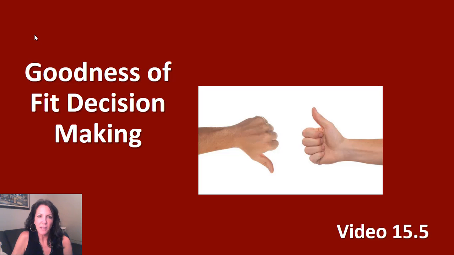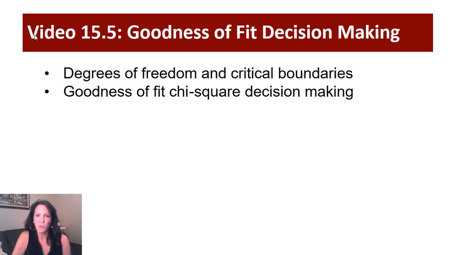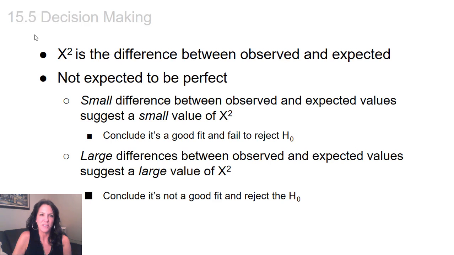Let's talk about decision making with goodness of fit chi-square tests. We'll talk about degrees of freedom, critical boundaries, and how we make decisions. We've been talking about chi-square. It's the difference between what we observe and what we expect. Not expected to be perfect, but a small difference suggests a small chi-square.